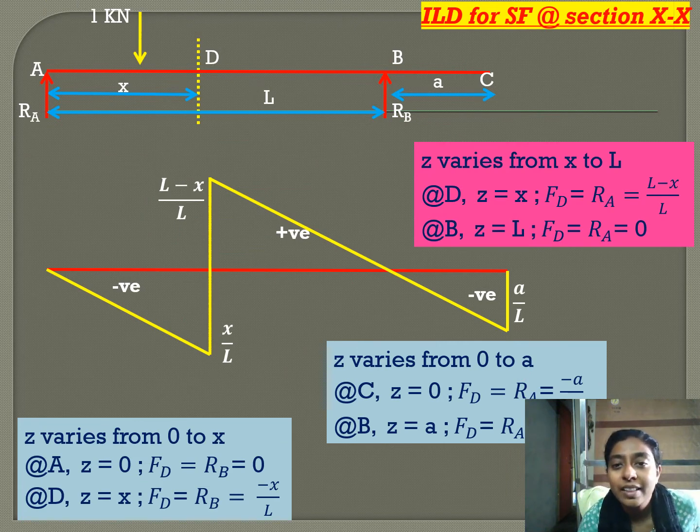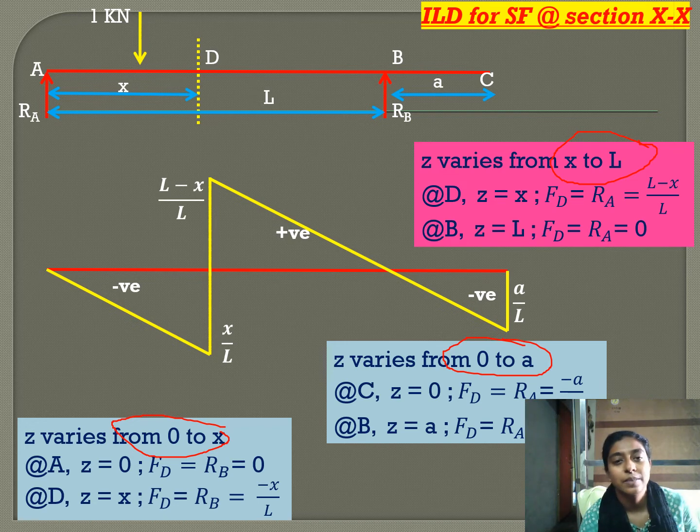So, we had three parts. Z varying from 0 to x is our first part. Z varying from x to L was our second part. Z varying from 0 to A is our third part. So, when the unit load is in the first part, that is from 0 to x, at A, shear force is equal to 0, at D, shear force at the section is equal to minus x by L. So, minus is plotted downwards, from 0 to minus x by L.